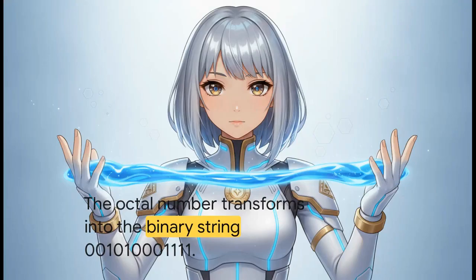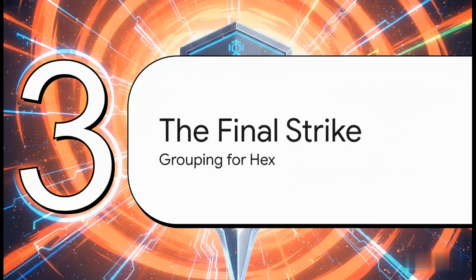By putting those conversions side by side, just look at what we forged here. We now hold this continuous, unbroken stream of binary energy: 001010001111. This pulsing blue sequence represents the exact same value as our original octal number. But now it's in a totally malleable form. We are officially halfway across the bridge. Moving right along to section 3, the final strike, grouping up that hexadecimal power.